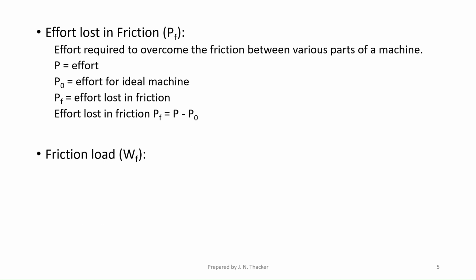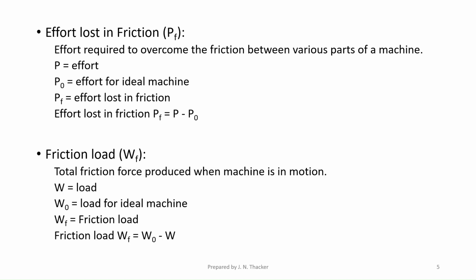Next, let's understand the same thing in terms of load. That will be called friction load, WF. Total friction force produced when the machine is in motion is called friction load, WF. Now consider that W is the load lifted by our machine, W0 is the load lifted by an ideal machine, and WF is the friction load. Now the relation between these three will be WF, that is your friction load, will be W0 minus W. This is reversing here.